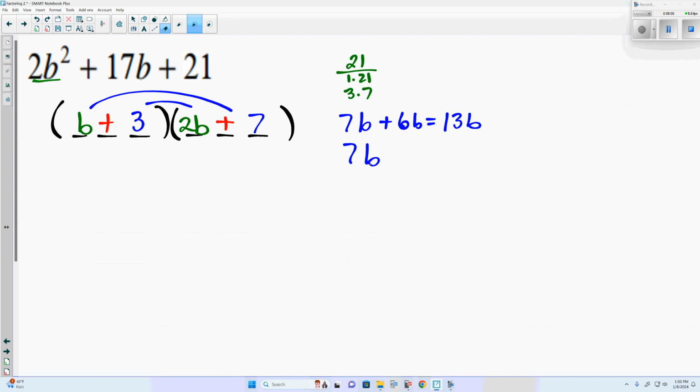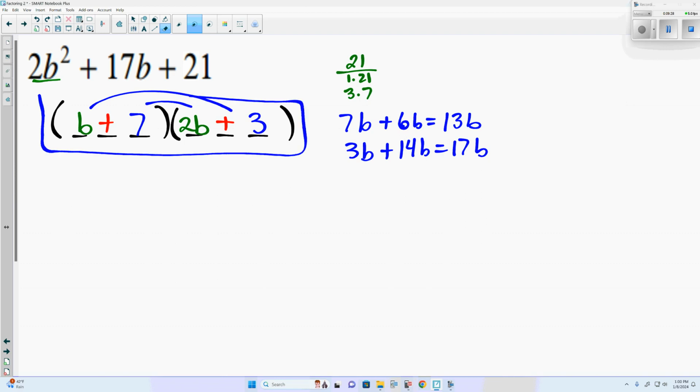No, I didn't actually switch it. I said we were switching the 3 and 7 and actually didn't switch it. B times 3 is 3b. 7 times 2b is plus 14b. And 3b plus 14b is 17b. So now we did get the correct one. So b plus 7 times 2b plus 3. Questions on this here? Are we ready for the next one?